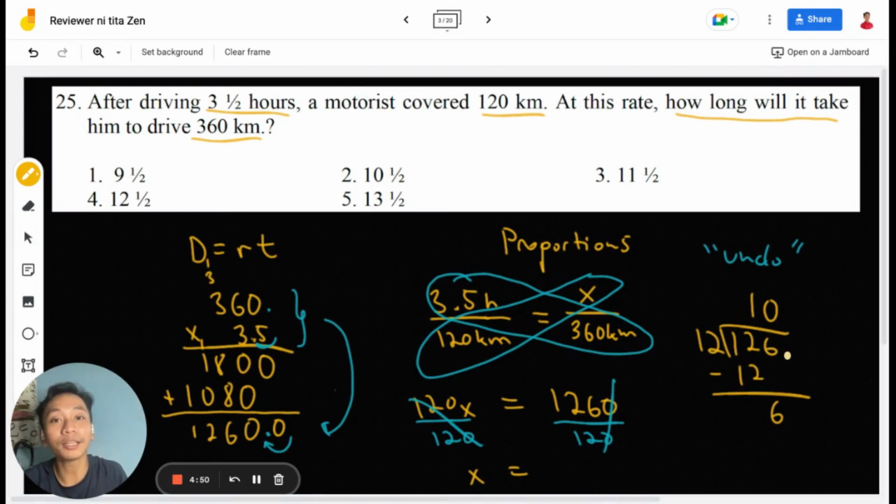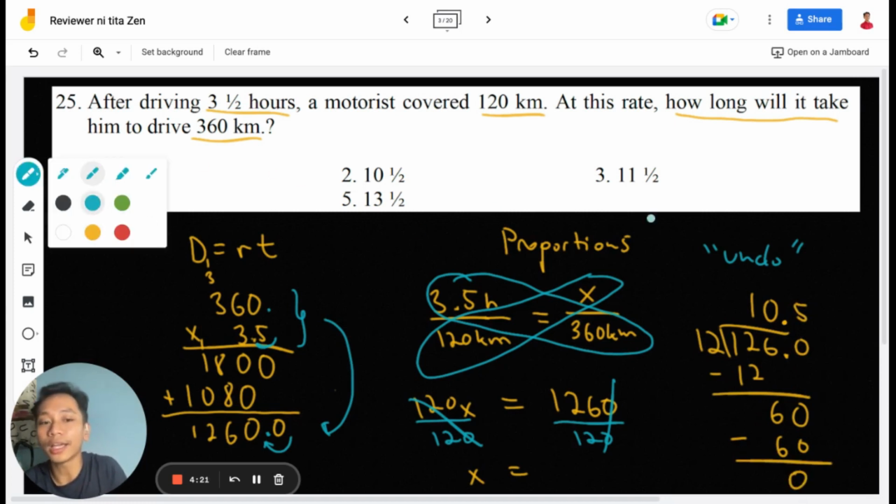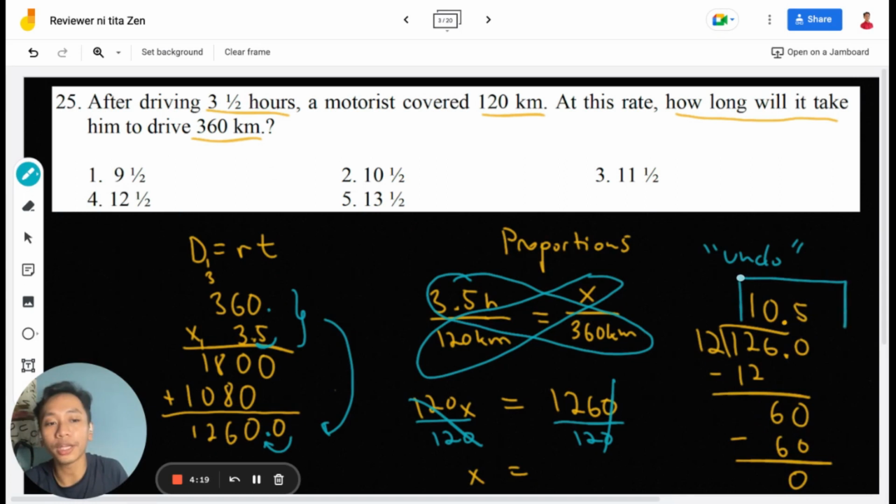Ngayon, manghihiram pa tayo ng isa pang number. Eh, wala na tayong i-bring down. Paano yan? Remember that you can always add 0 here, but not change the value. Notice, may decimal point naman dyan. So even if I bring down 0 to have 60 divided by 12, yung overall value ng quotient natin hindi naman maapektuhan kasi yung decimal point natin magkatapat pa rin yan. So 60 divided by 12, we have 5. 5 times 12 is 60. Wala nang susobra. Ang ating final answer ay eksaktong 10.5.